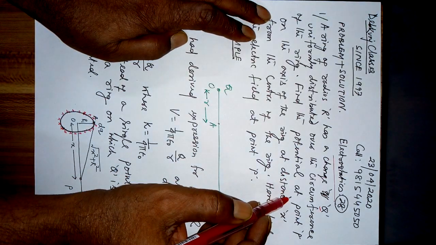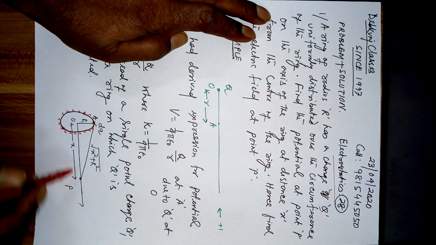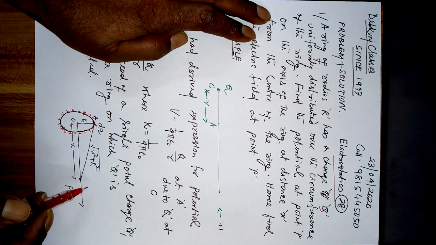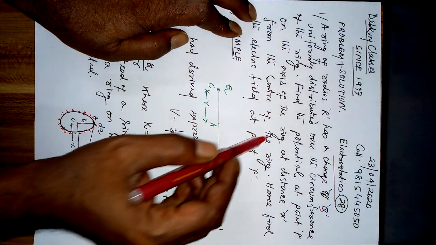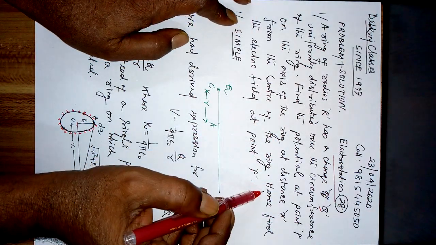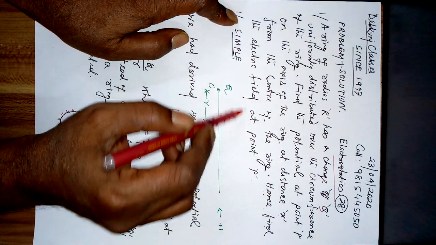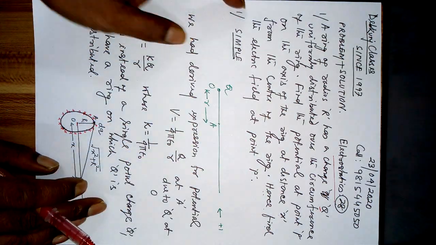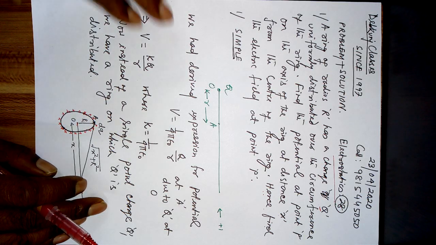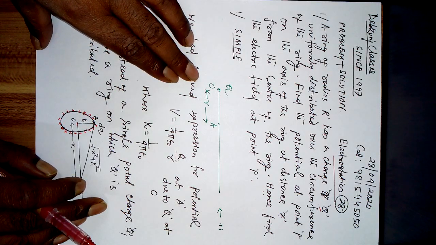Find the electric potential at a point P. This is a point P at a distance x from O. The electric potential on the axis of the ring at a distance x from the center of the ring, and hence find the electric field at point P. Before we proceed, we must know what is the electric potential.